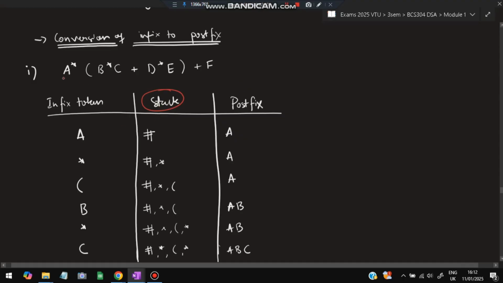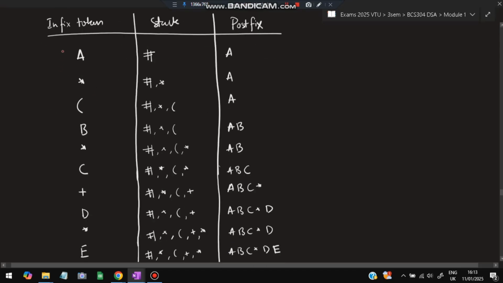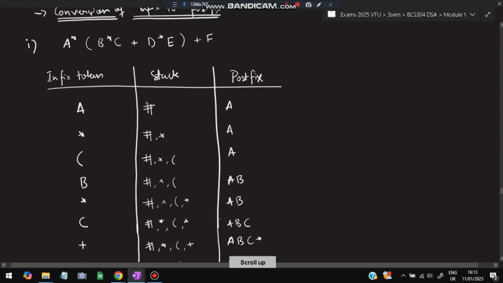Now observe carefully, whatever is present here, everything is a token. A is a token, star is a token, opening bracket is a token, B is a token, star is a token, C is a token, and everything all the way till the F is a token. So all these tokens one by one we will write in this column. After that you'll be writing the stack as hash. Every time the stack will start with a hash value. Hash means empty, nothing is there.